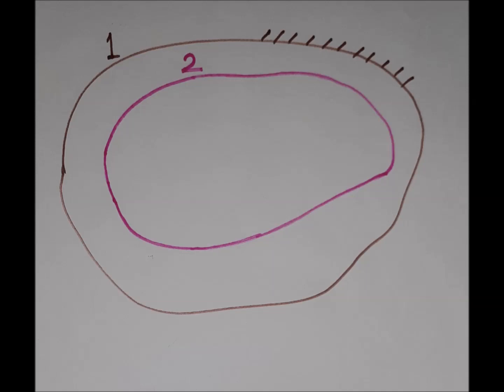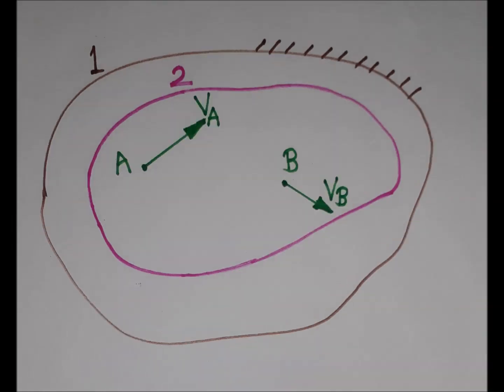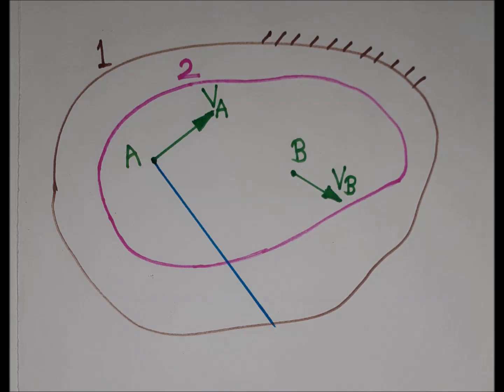Now consider the next case. Planar body 1 is fixed and above it we are having planar body 2. Consider points A and B on planar body 2, as planar body 2 is moving relative to planar body 1. Velocity at point A is VA and velocity at point B is VB. We have to locate ICR I12, so we will draw a line perpendicular to VA.